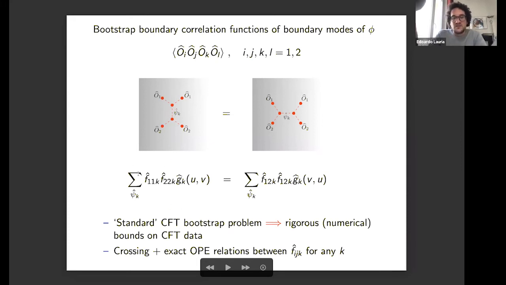So this gives you an infinite sum over all the possible exchanged operators weighted by this product, f11k f22k. These are the coefficients that I reported before. While in the other channel, you can fuse together O1 with O2 to obtain an infinite sum weighted by this other combination of OPE coefficients.